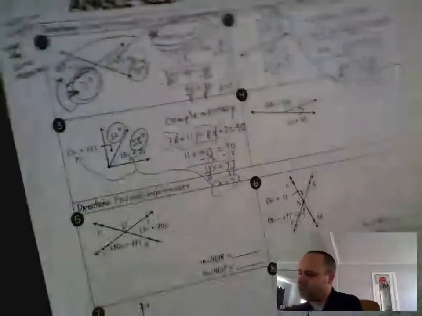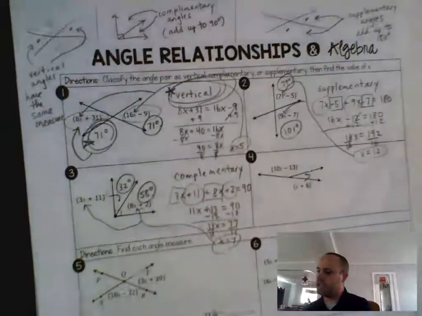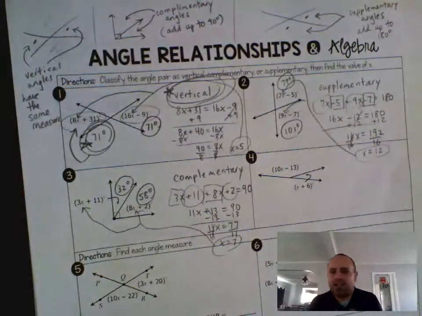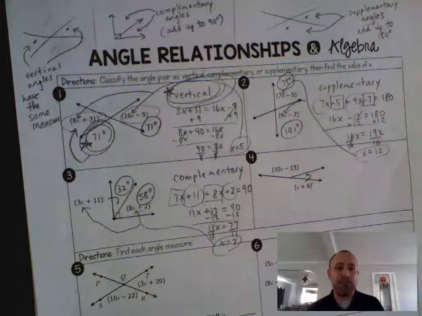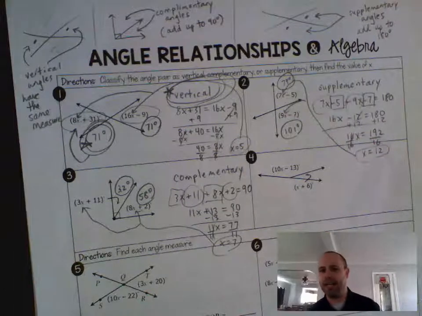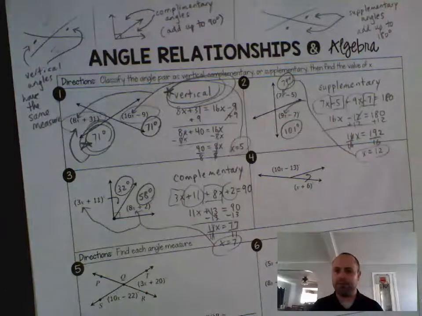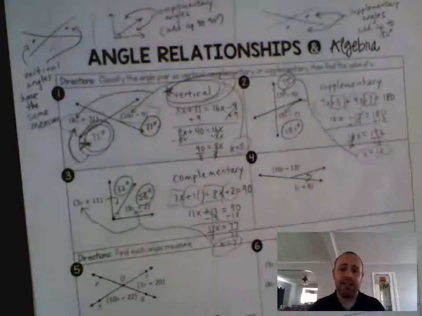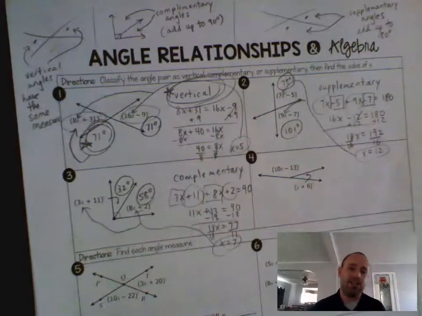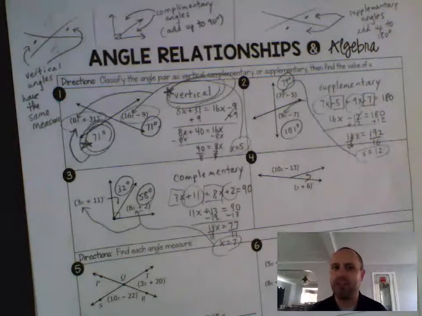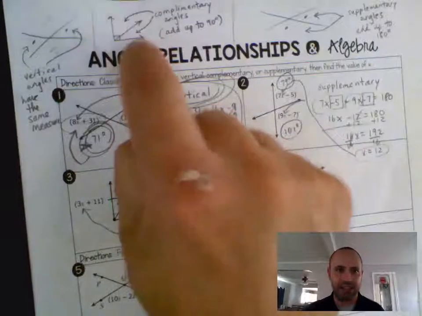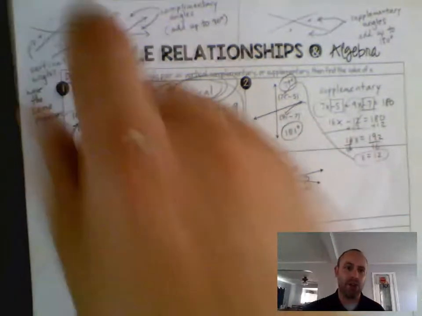So we're going to start with a review of angle relationships in algebra. The big thing is to know that complementary angles are two angles that make 90, and supplementary angles are two angles that make 180. Supper's bigger than any other meal, so that's how I think of it: 180 is bigger than 90. Vertical angles are two angles across from each other with the same measure.